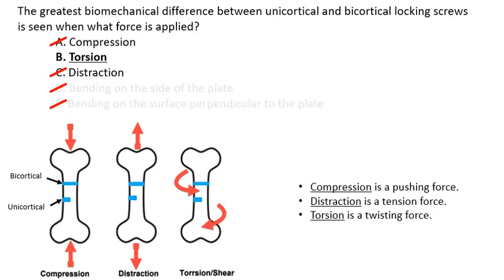Torsion is the correct answer for this question because the bicortical screw is longer and has more contact with the bone. When a bone is twisted, the bicortical screw creates more resistance to the motion than the unicortical screw.